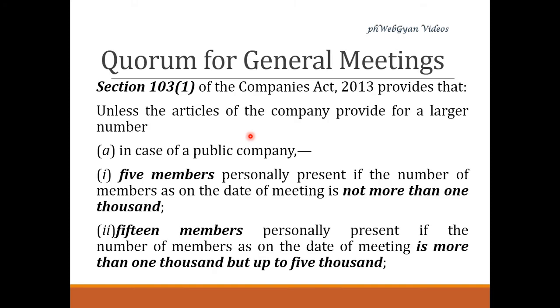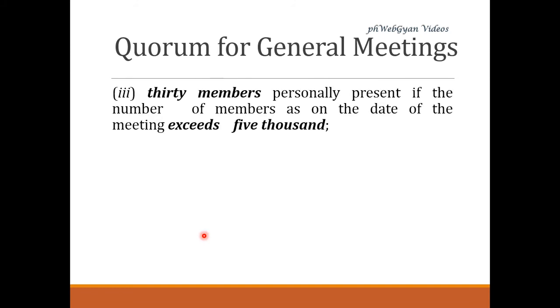Okay, so let's look back. It says that in case of a public company, the quorum shall be 5 members if the number of members is less than 1000, 15 members if the number of members is more than 1000 but less than 5000, and thirdly, 30 members if the number of members as on the date of that meeting exceeds 5000. So this is the quorum in case of a public company. It's a slab that has been given, like less than 1000, or more than 1000 but less than 5000, or more than 5000. Okay, so three slabs are given, that is of 5, 15 and 30 members to be personally present as a quorum.